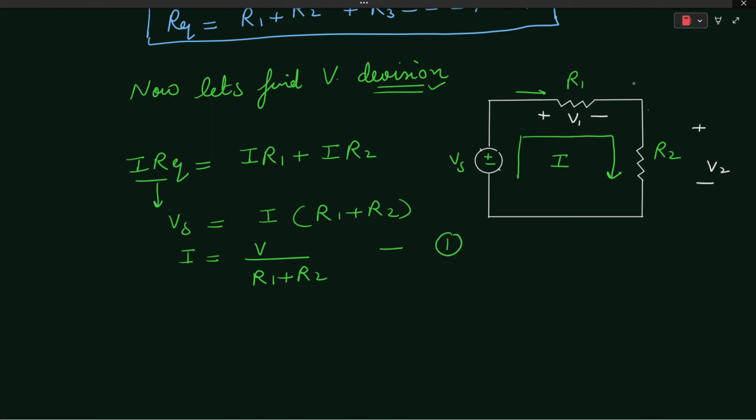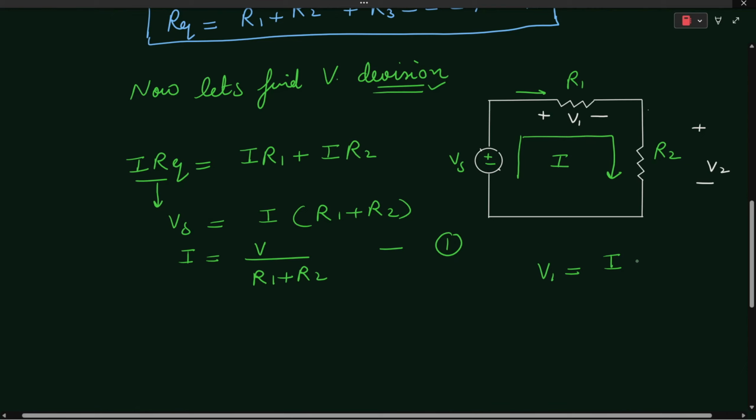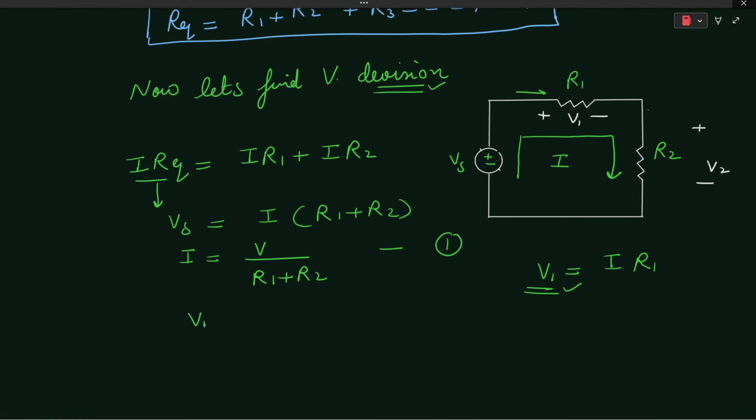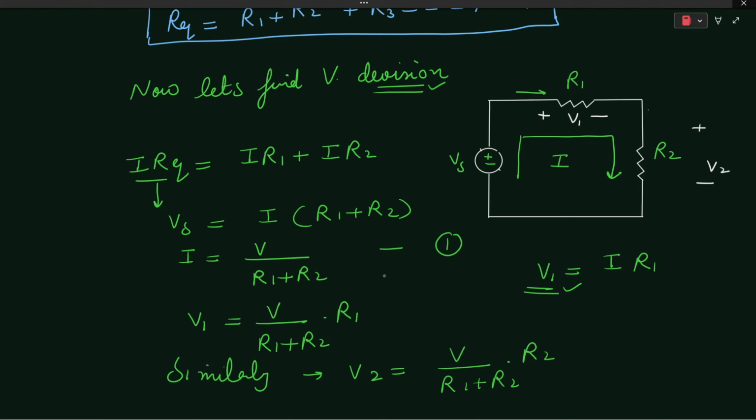So according to Ohm's law, the voltage V1 is equal to I into R1, okay. So on substituting equation 1 in this particular equation, what we get is V1 is equal to Vs upon R1 plus R2 into R1, okay. Similarly, V2 will be equal to Vs upon R1 plus R2 into R2. So these are also very important expressions, okay.